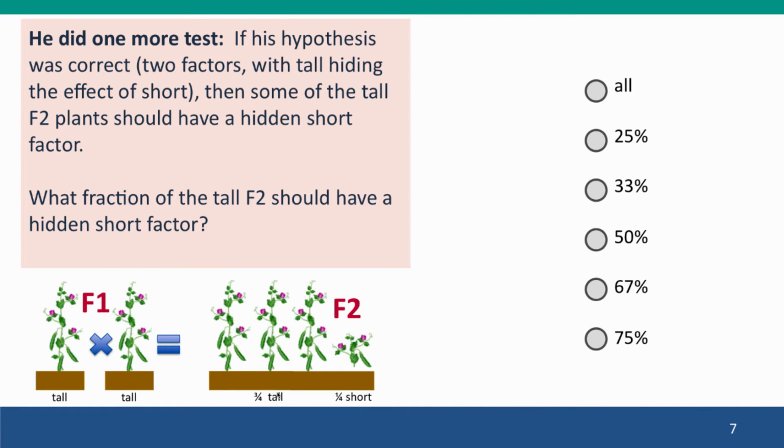Now, he didn't stop there. He did one more test, which was very, very scientific of him, to push his hypothesis, to probe it, to say, well, what's another way of making sure that I'm thinking correctly about this? He reasoned that if his hypothesis was correct, then even in the F2 generation, produced by crossing the tall F1, some of these plants should have a hidden short factor. Now, you should be able to calculate what fraction of these tall F2 plants should have a hidden short factor.